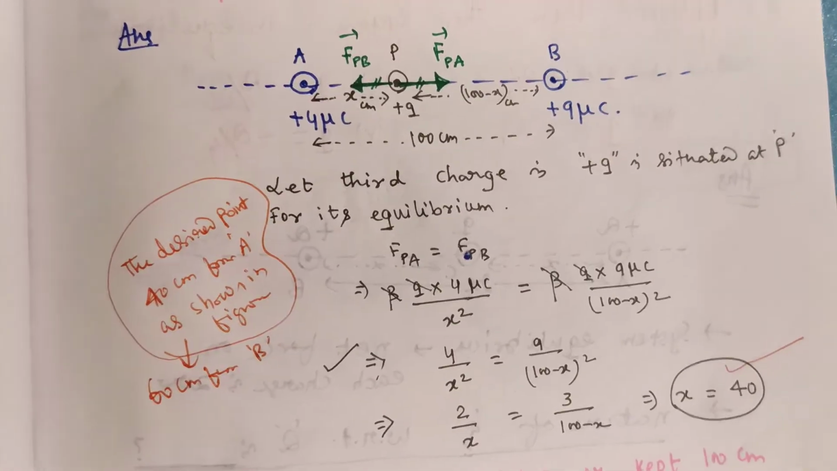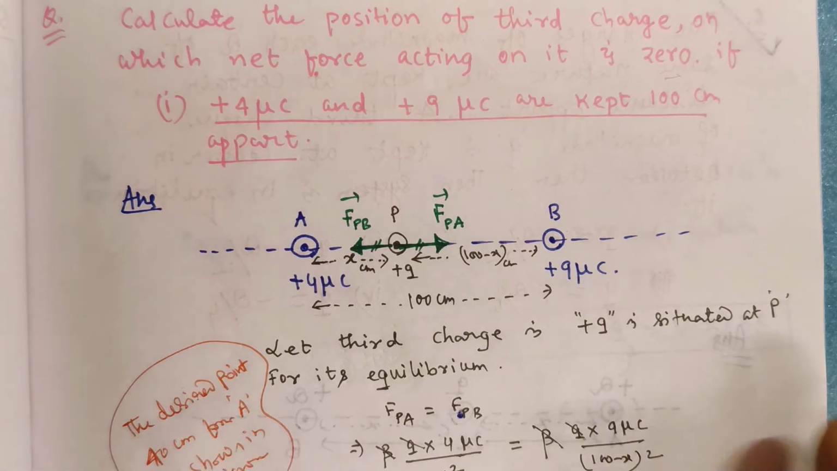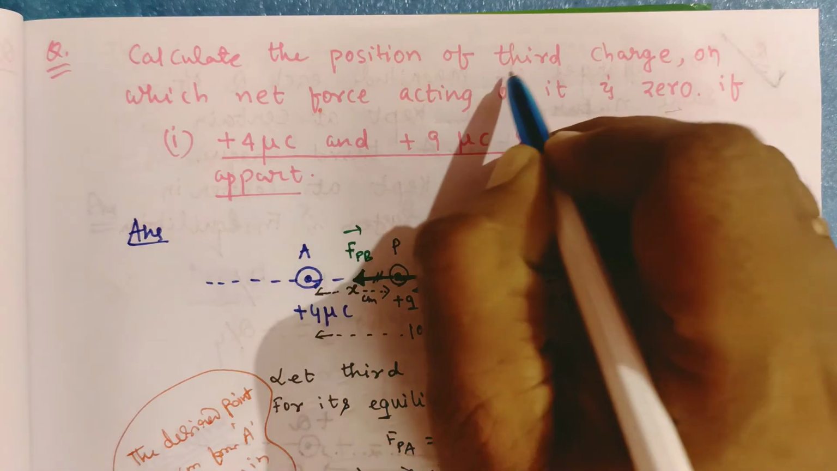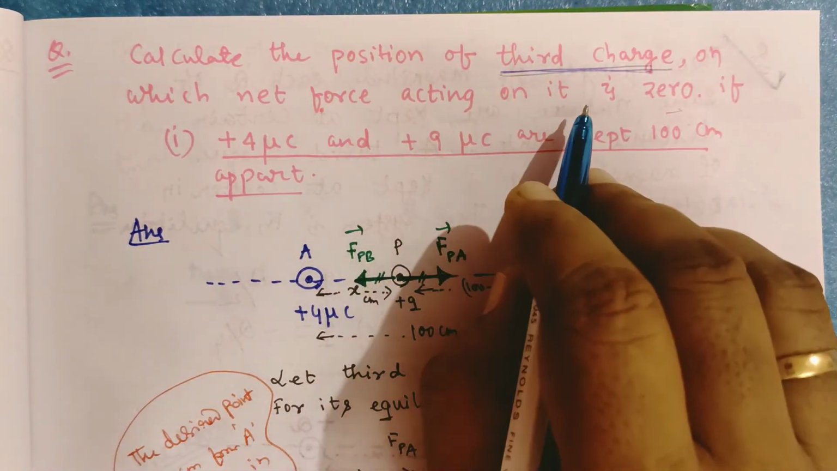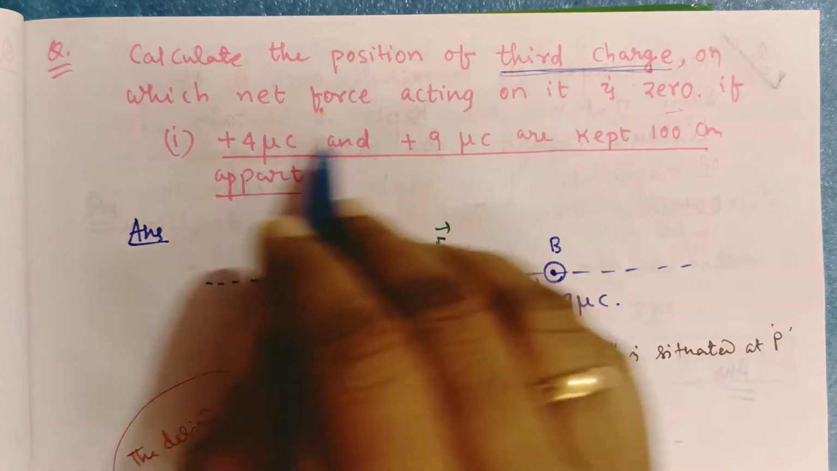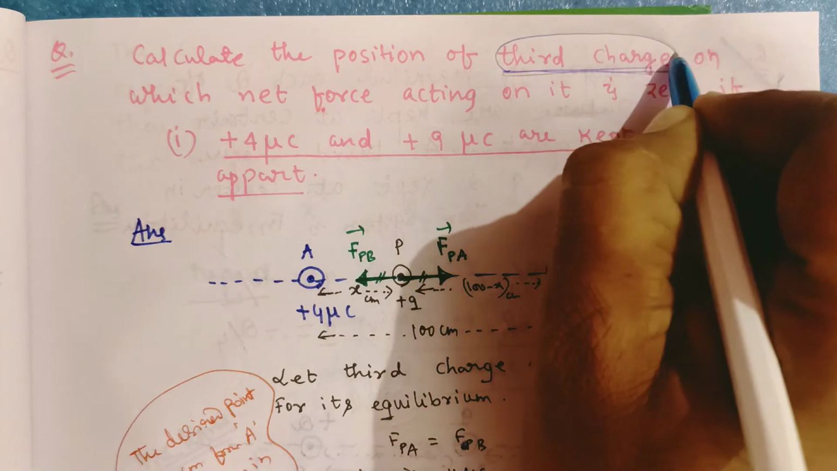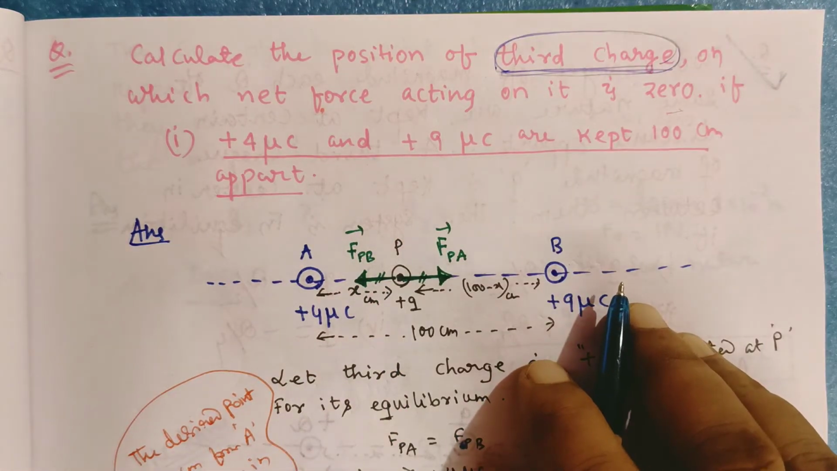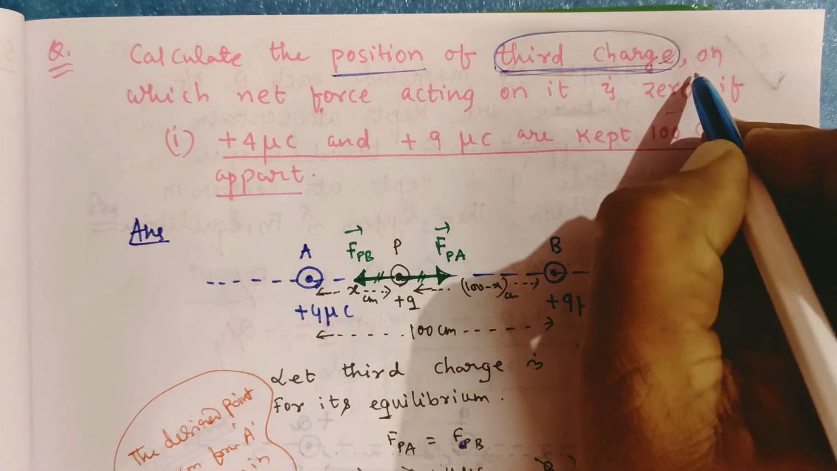Then we have another two questions for you. Similar types of questions. Question is very important for you. You just see. Question is like this. Calculate the position of a third charge. That means one charge, second charge was also in there. Calculate the position of the third charge. That means you have to keep a third charge at a particular place. Question is asked in which position. We have to calculate the position of the third charge.